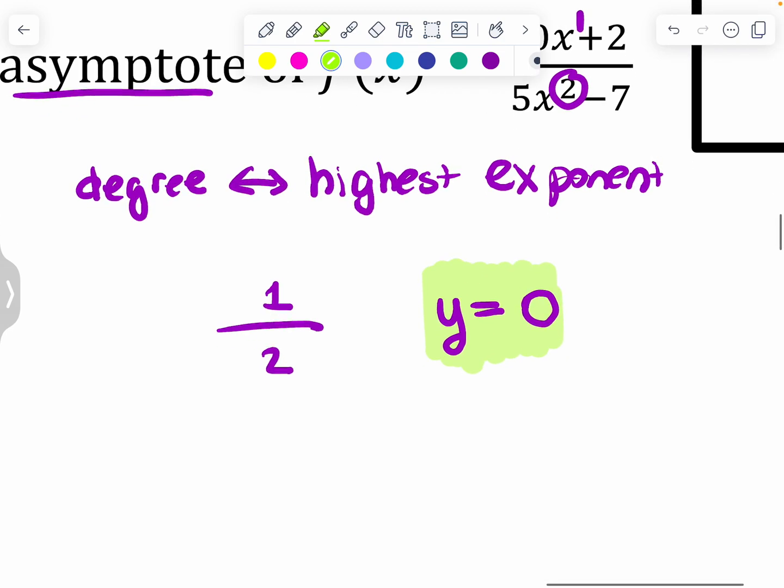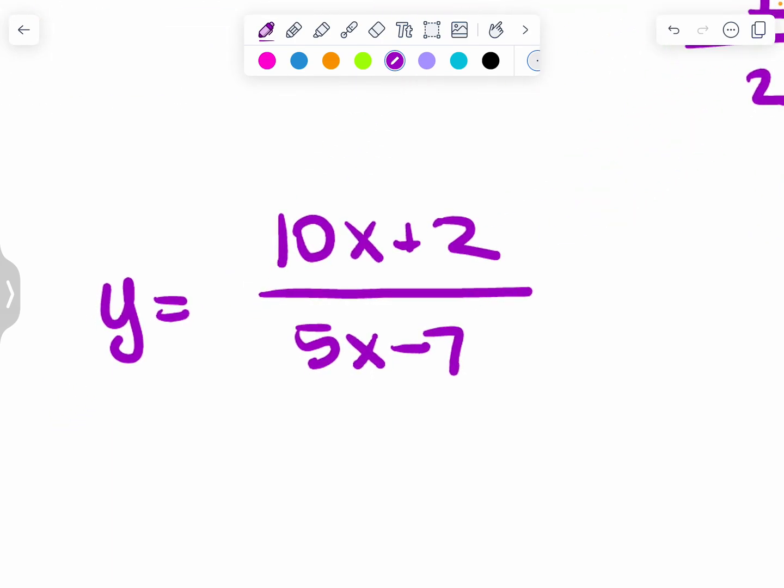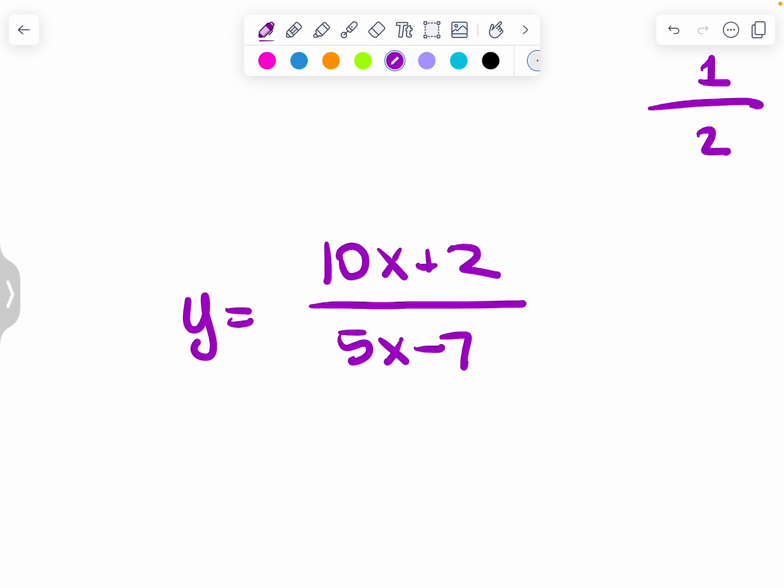But what would it be if there were some other cases? Let me take the exact same equation and change it a little bit. What if it were (10x + 2) over (5x - 7)? So instead of that old one, let's focus on this one.